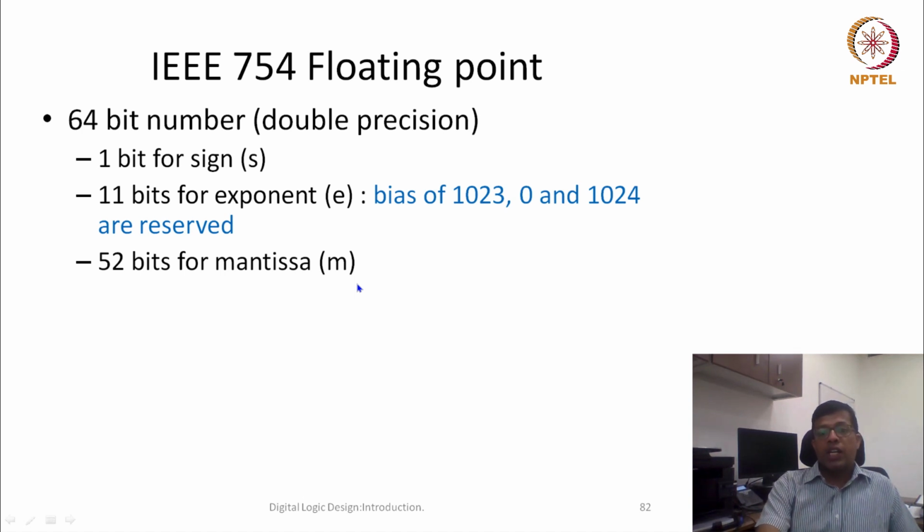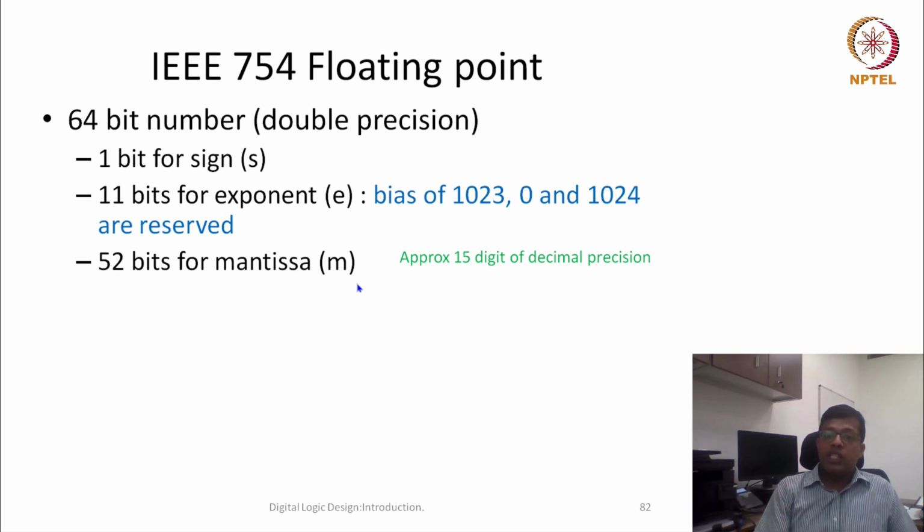Because of that, what do we see? We see the precision has increased from 7 digits to 15 digits. So this gives us sufficient precision for most mathematical operations.